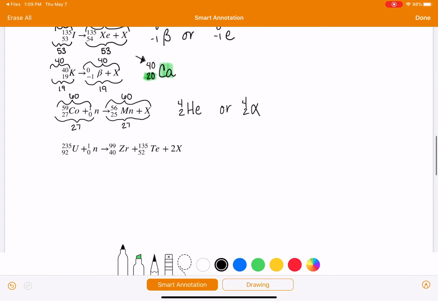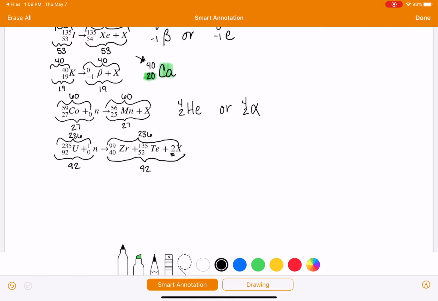And the last one we have here, another example with stoichiometric coefficient. On the left, we have a mass number of 236. So that means on the right, we need to have a mass of 236. And then on the left, we have an atomic number of 92, which means on the right, we also need to have an atomic number of 92.